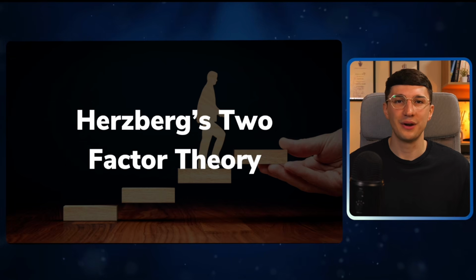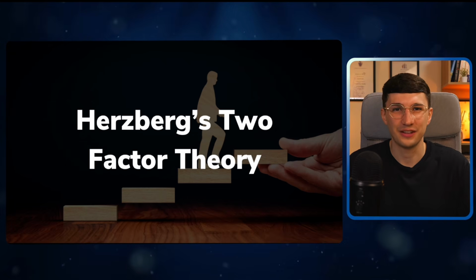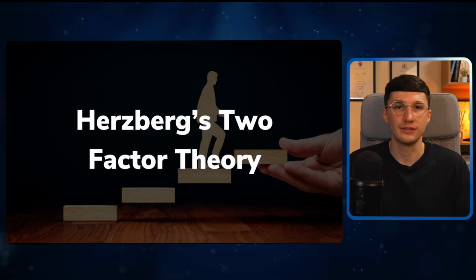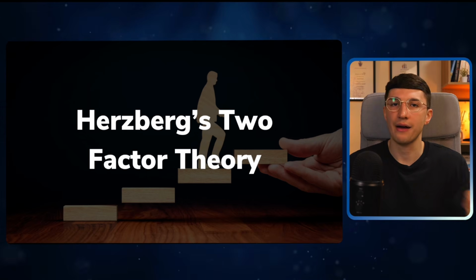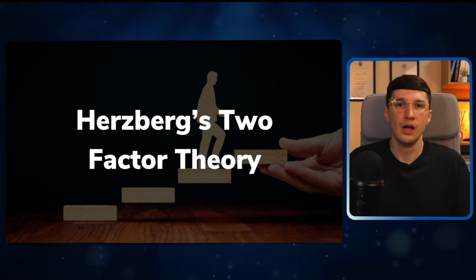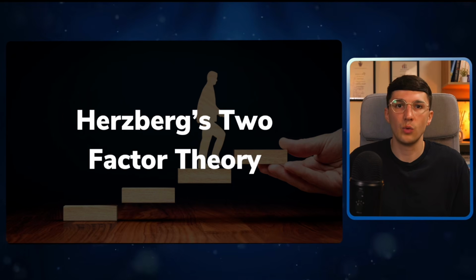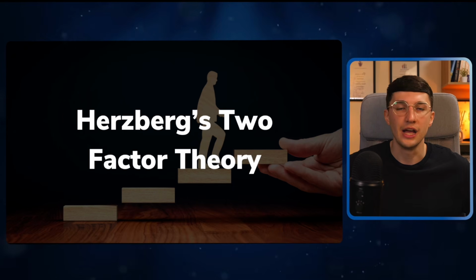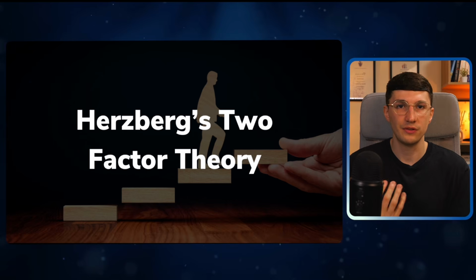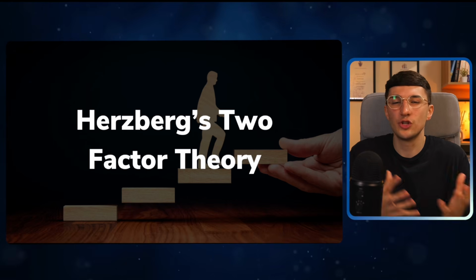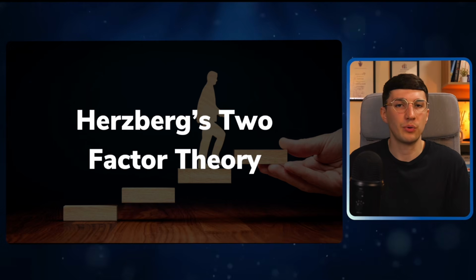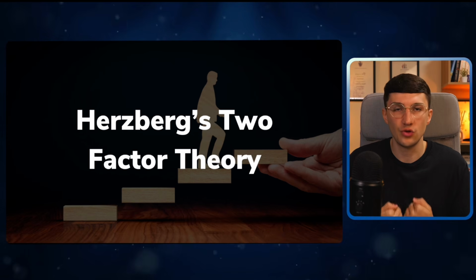And the final theory of motivation that we have is Herzberg's two-factor theory. And to give you guys a bit of context, Herzberg's theory came after Taylor's theory of motivation. Because Taylor's theory of motivation is all about extrinsic rewards. It's all about these financial methods of motivation. Well, Herzberg disagreed with this. He thought that employees were mainly motivated through intrinsic factors.